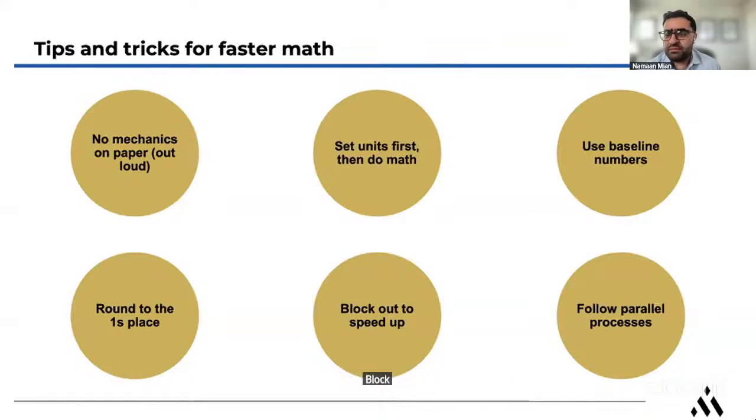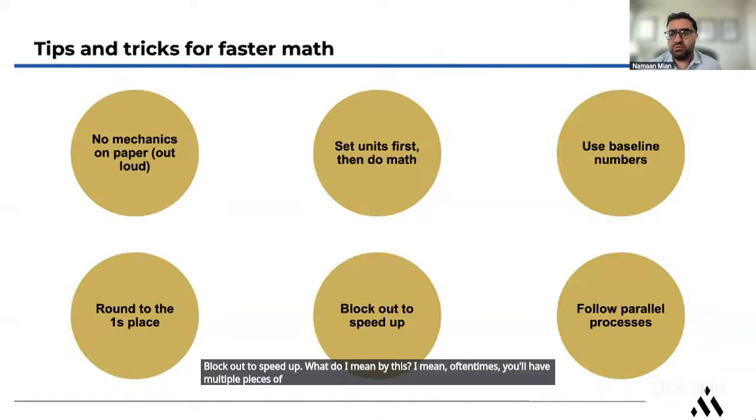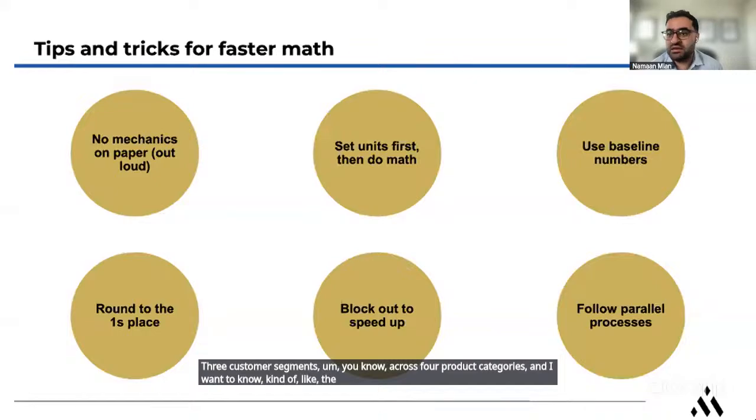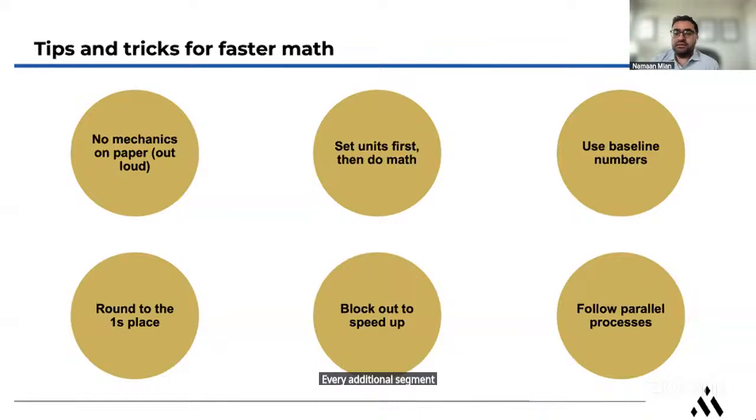Block out to speed up. What do I mean by this? Oftentimes you'll have multiple pieces of math that you have to do inside of one problem. I might give you 3 customer segments, across 4 product categories, and I want to know the share inside of each segment. So just focus on solving the answer for one segment first, and then repeat for every additional segment, and then just add up your sub answers at the end.